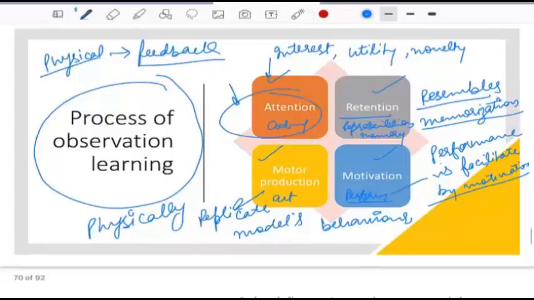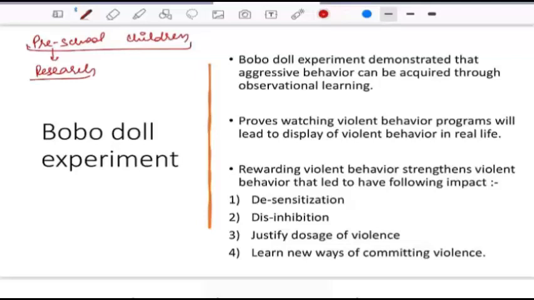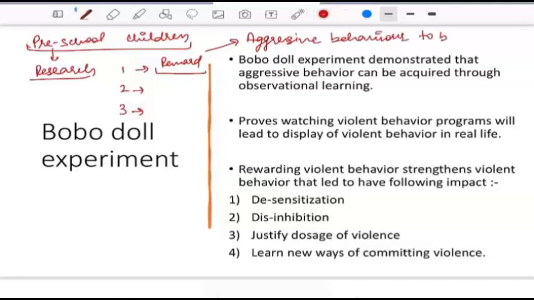Let's see with the help of a case study designed by Bandura, the Bobo doll experiment. What was the Bobo doll experiment? Let me give it to you in one or two lines. Preschool children were called for research. They divided them into three groups and showed them different videos. What do they show the first group? There is a person who is showing aggressive behavior and is being rewarded. Whoever shows aggressive behavior to the Bobo doll gets a reward. Bobo doll is just a name, it's a kind of cartoon character. In the second, those who show aggressive behavior are punished. And in the third, no punishment and no reward.